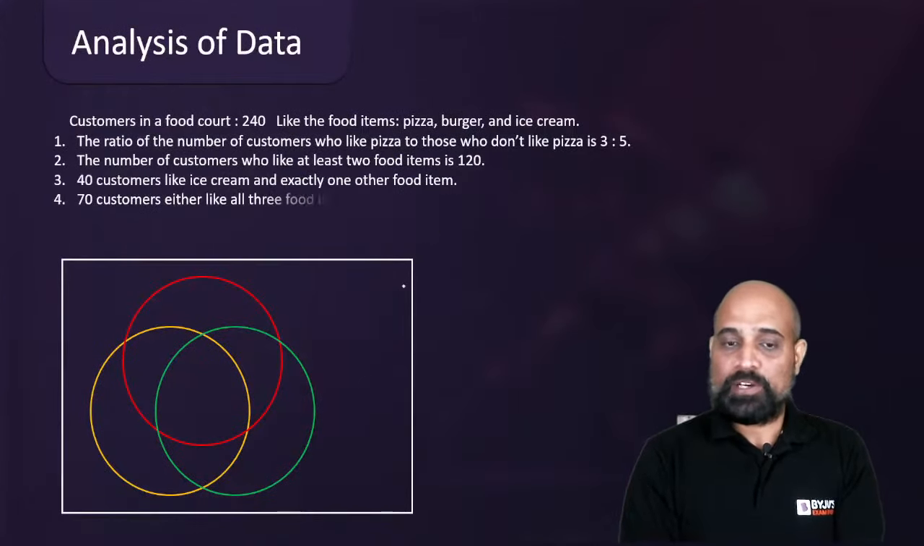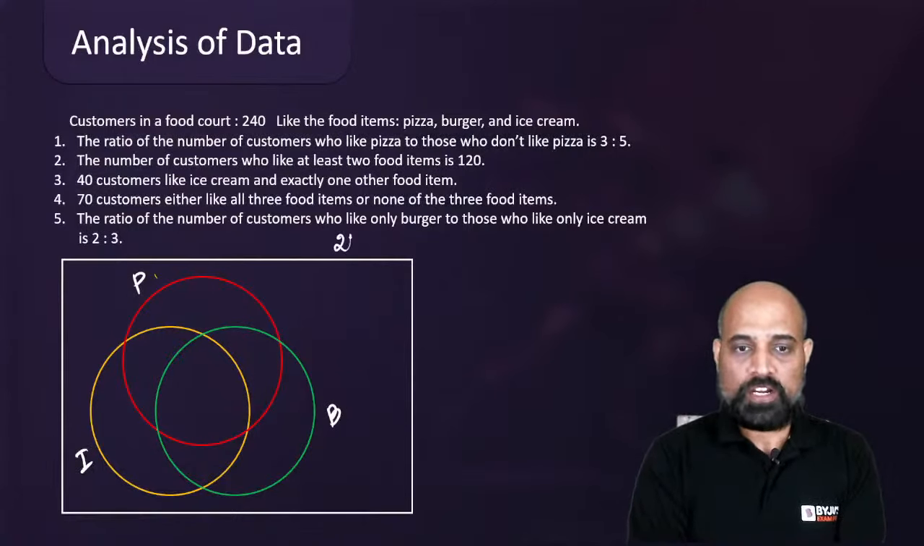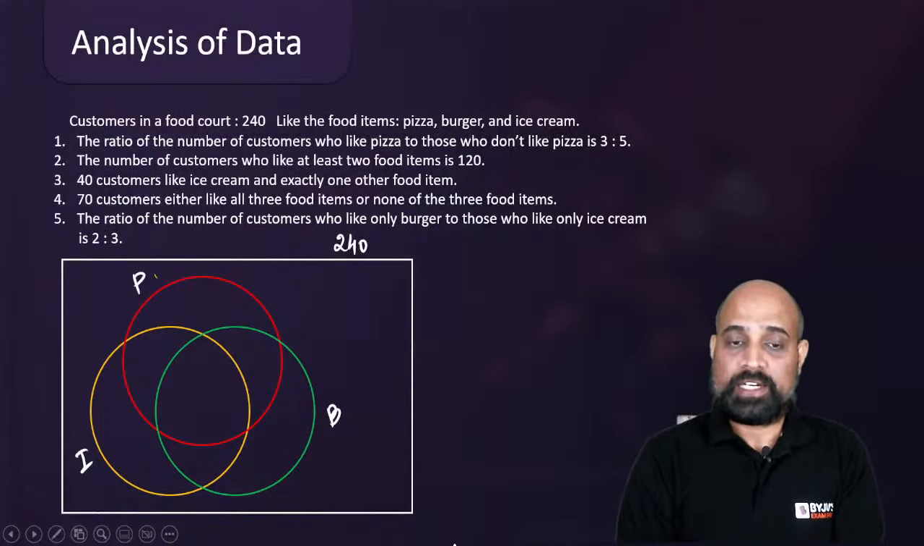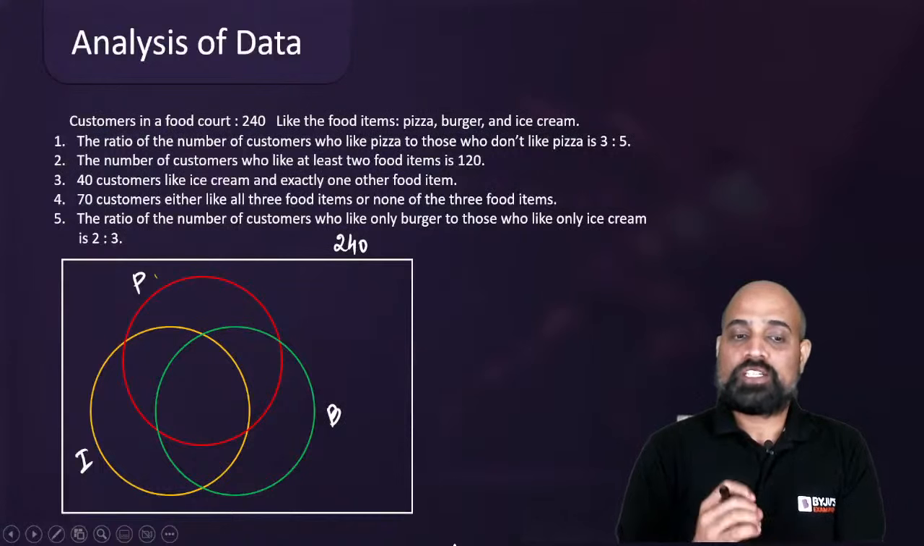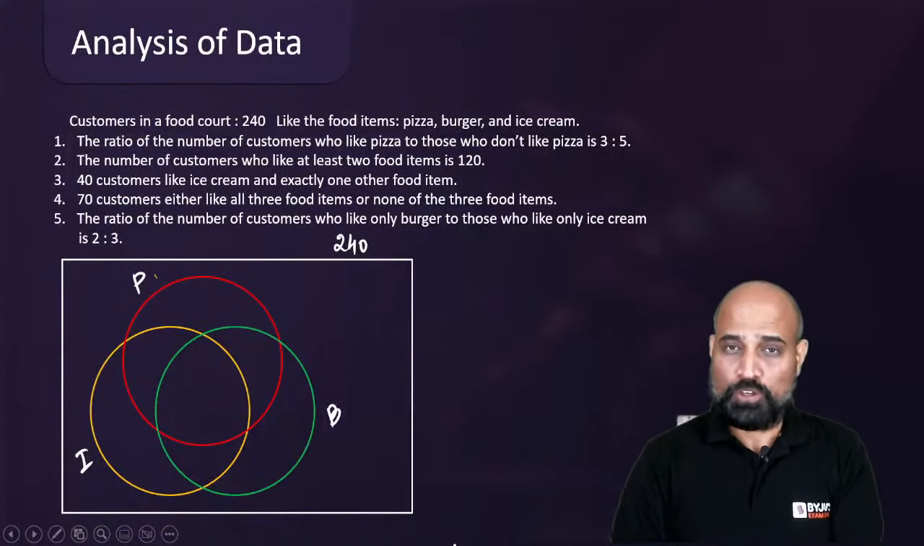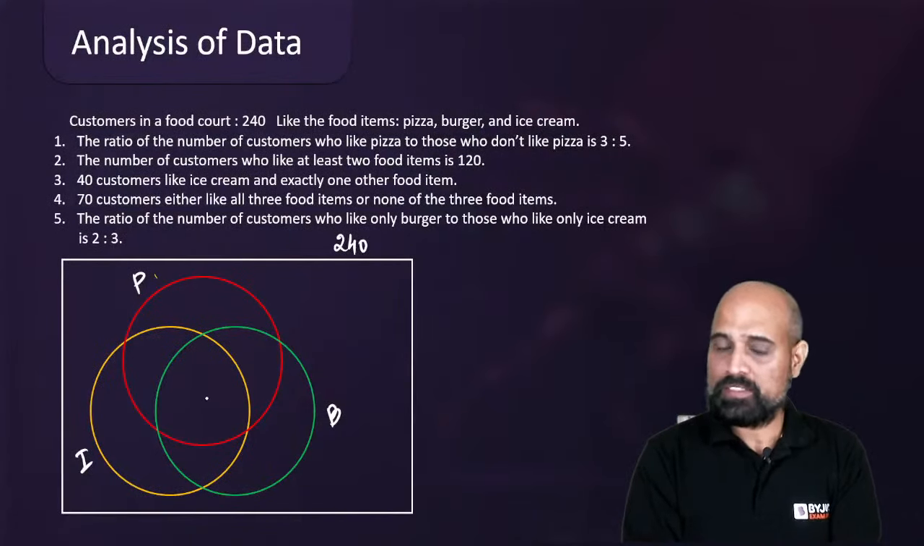तो ये Venn diagram बना हुआ है. So let's say this one is the pizza, this one green one is burger, and this one is ice cream. And we have 240 people within this rectangular boundary, right? Now, what is the first region from where we should actually begin? We should always try to start from the centermost. Do we know how many people are here at the center?